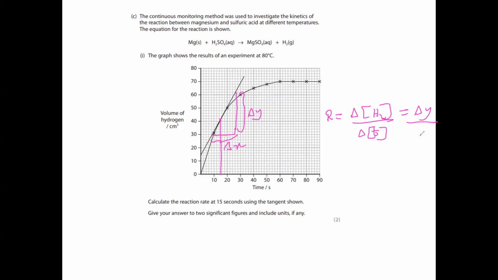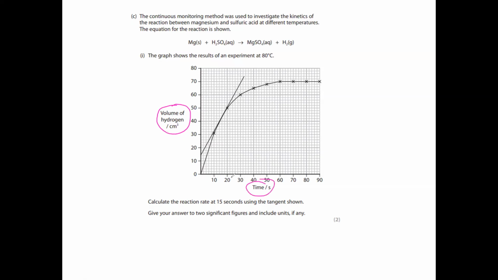So if we divide delta y by delta x, actually I will get the gradient of the graph. The gradient of the graph in a concentration versus time graph is equal to the rate of the reaction. So that means we are going to find the rate of this reaction. This concentration will come in cubic centimeter, time will come in seconds. So my rate will get an answer of cubic centimeter per second.